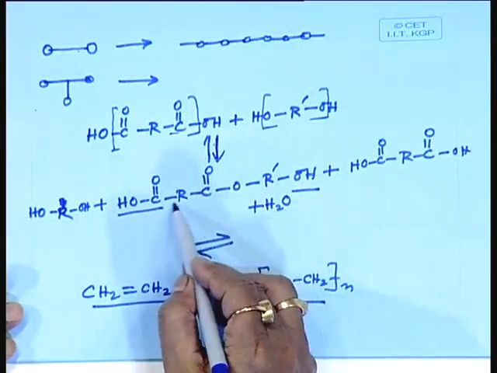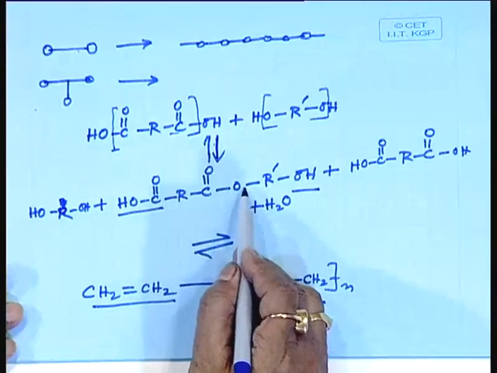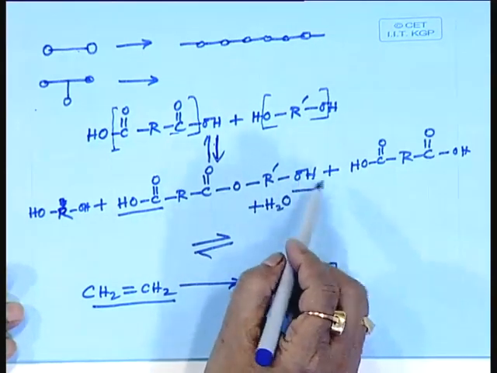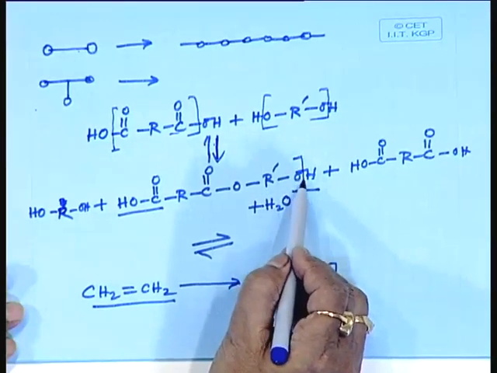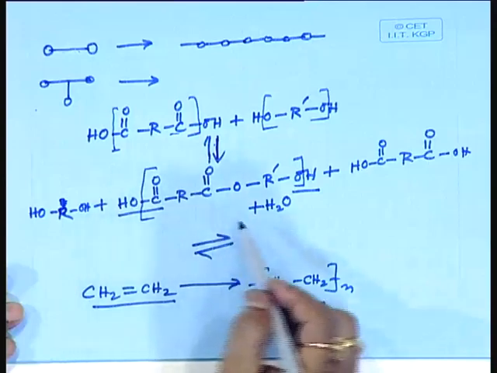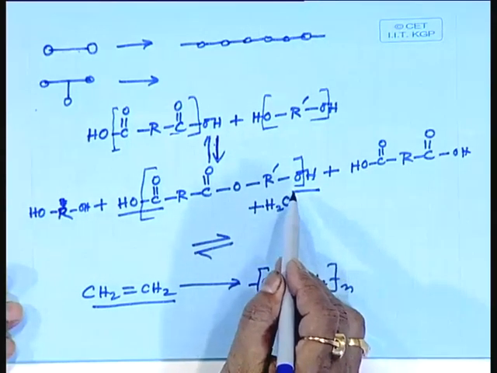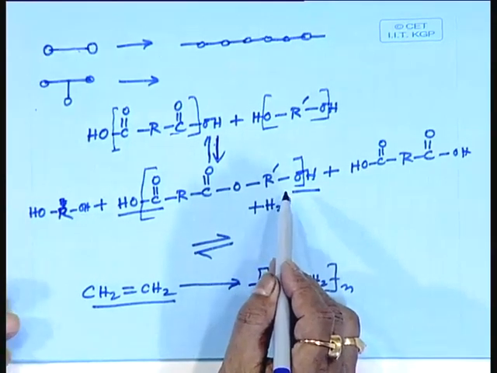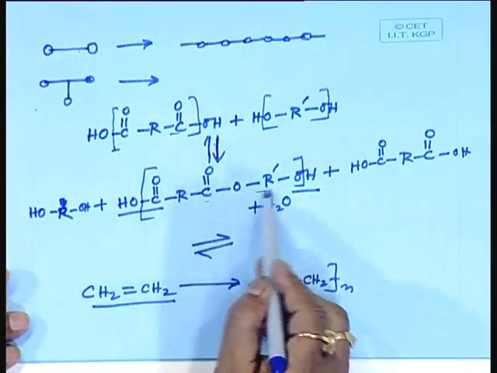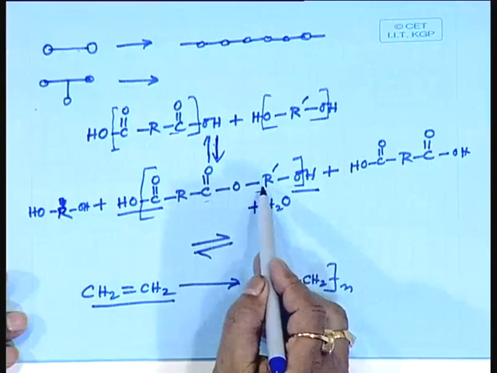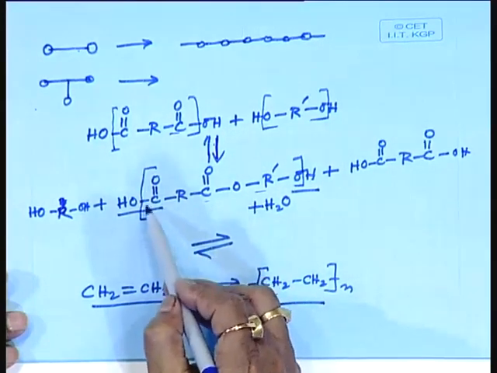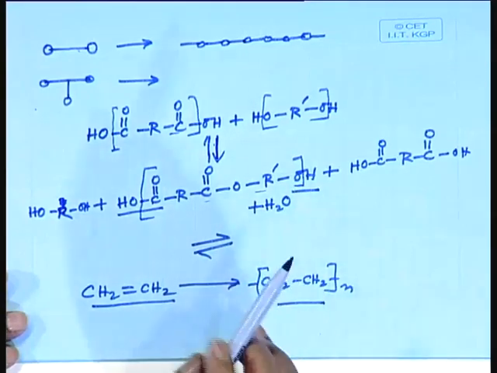So, here RCOO, again R prime, O. So, this is the residue from diol and diacid. This is the monomer unit in a condensation polymerization. This is the monomer unit, from here to here.